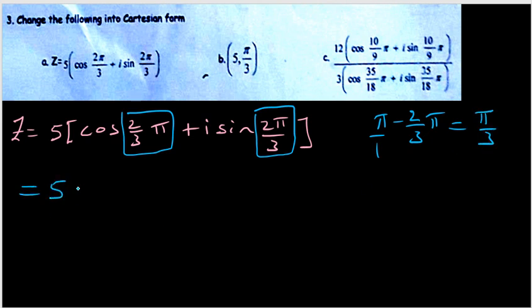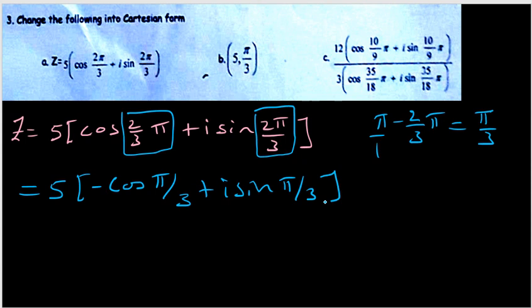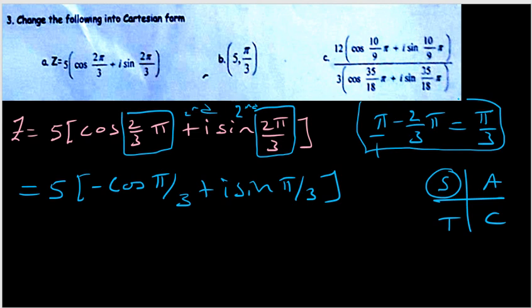So you can write it as 5 times negative cosine of pi over 3. Why negative here? Because it's the second quadrant. In the second quadrant cosine will be negative, plus i sine pi over 3, but sine will not be changed. Remember the ASTC rule: in the second quadrant, sine is positive. So the angle is in the second quadrant, that's why I apply this rule.